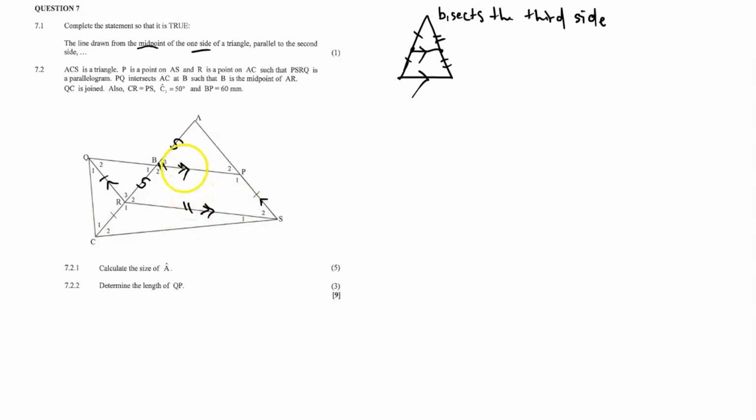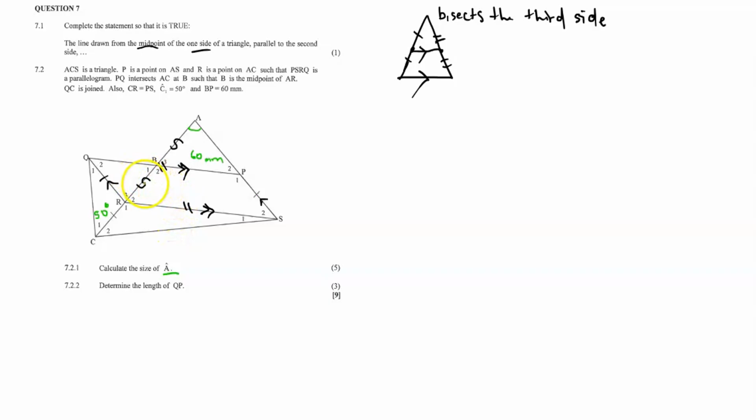So they already showed that. Angle C1 is equals to 50 degrees. So this one is 50 degrees. And then they say BP is 60 millimeters. So it's 60 millimeters there. And then they say to calculate the size of angle A. Now, as we can see, in order for us to find this angle, we have to use the given information.